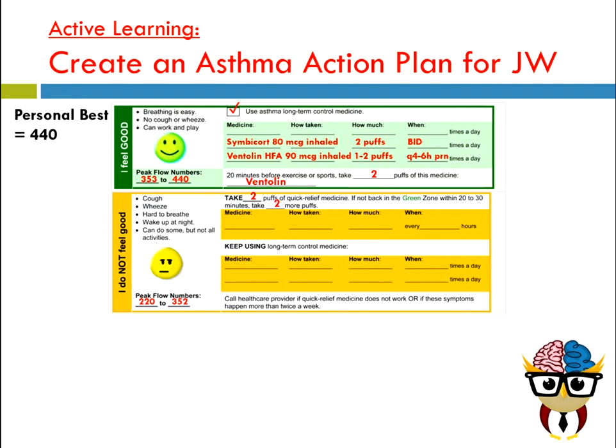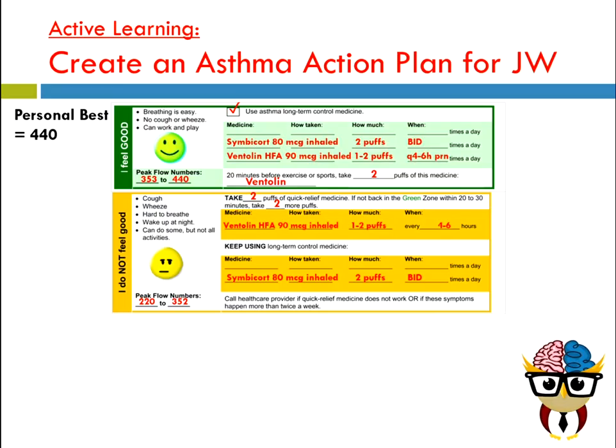Okay? If we're not back in the green zone within 20 to 30 minutes, we're going to take 2 more puffs. Because the goal is not to get to red. The goal is actually to be in the green. Okay? So what medication are they taking regularly or for reliever? Their Ventolin. What medication should they continue or maybe increase? The Symbicort. Okay? So for this patient, they decided to continue the maintenance medication as prescribed and increase the reliever therapy's frequency.